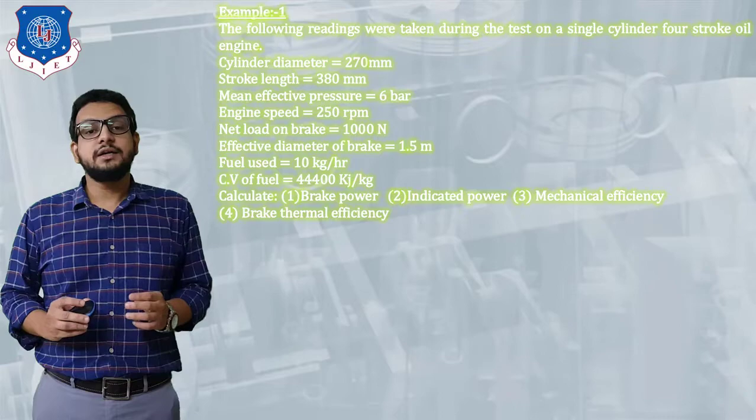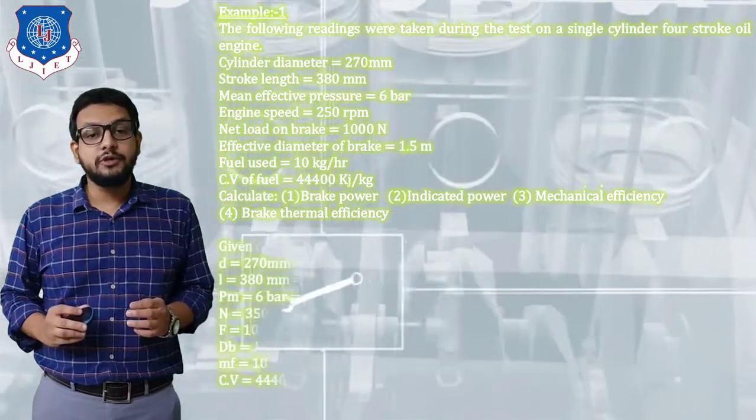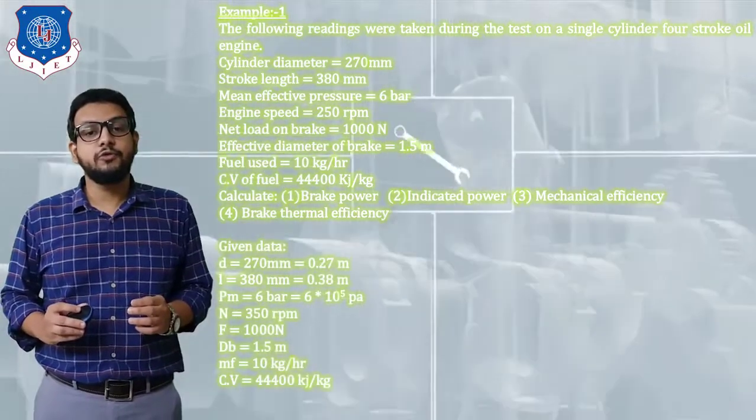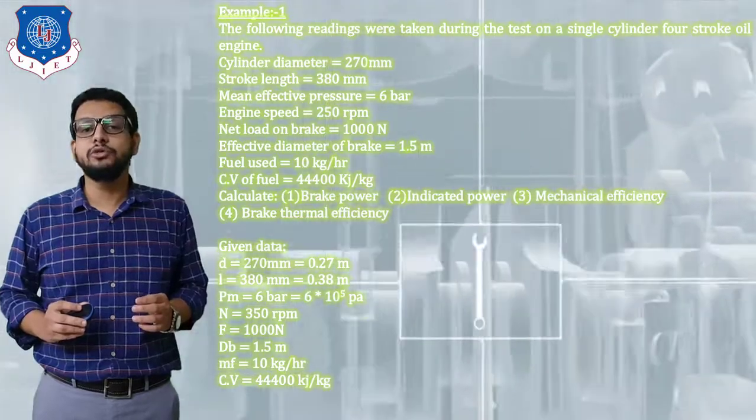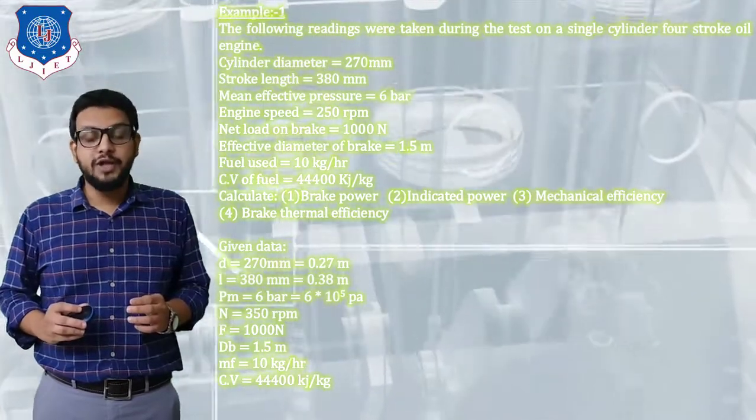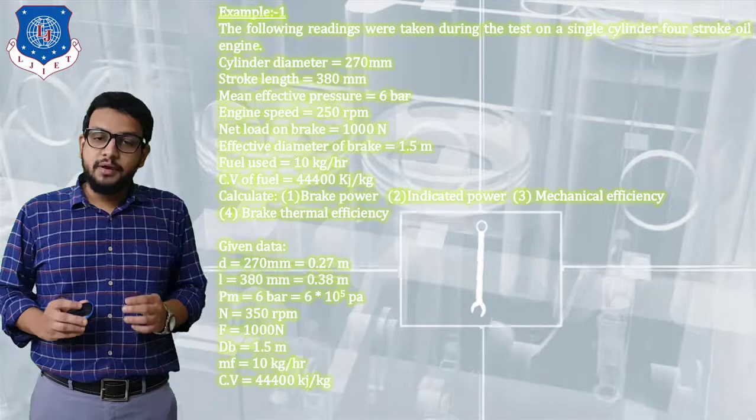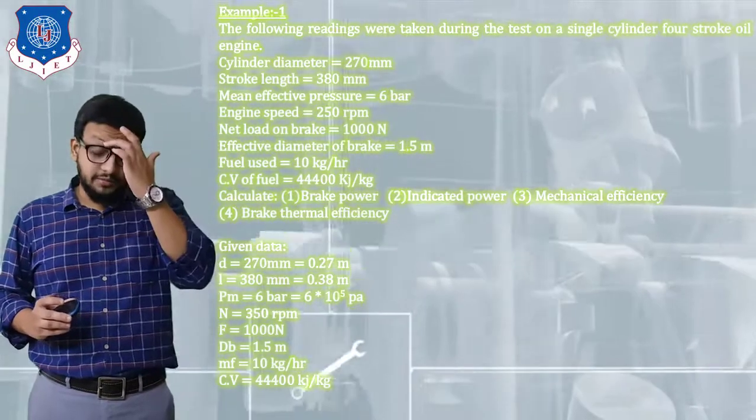Fuel used is 10 kg per hour. Calorific value of a fuel is 44,400 kilojoule per kg. You need to calculate brake power, indicated power, mechanical efficiency and brake thermal efficiency.